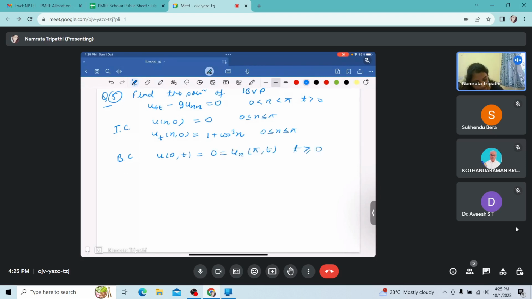The only difference is here. In the previous problem the boundary condition is fixed for both ends. Here this is a free end but this is a fixed end. Okay, and the initial conditions are similar to question 4. The only difference is in the boundary condition for one end; the other end is similar. Fine.